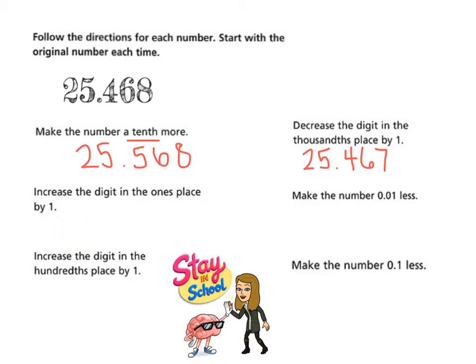Ones place. Okay, so the ones place is right before the decimal, so that 5. So I need to increase it by 1, so that 5 will bump to a 6. The rest of the numbers stay the same. We just changed the 5 to a 6. So now it's 26 and 468 thousandths. Erase my work from before and try the next one.